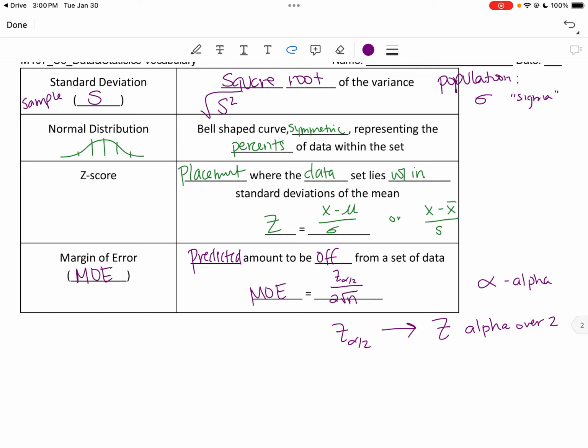So that is our vocab. Make sure that you get that down. And then next you guys are going to do a crossword. For some of our terms that have dashes or spaces, you will use that space in the crossword. Okay, see you guys tomorrow.